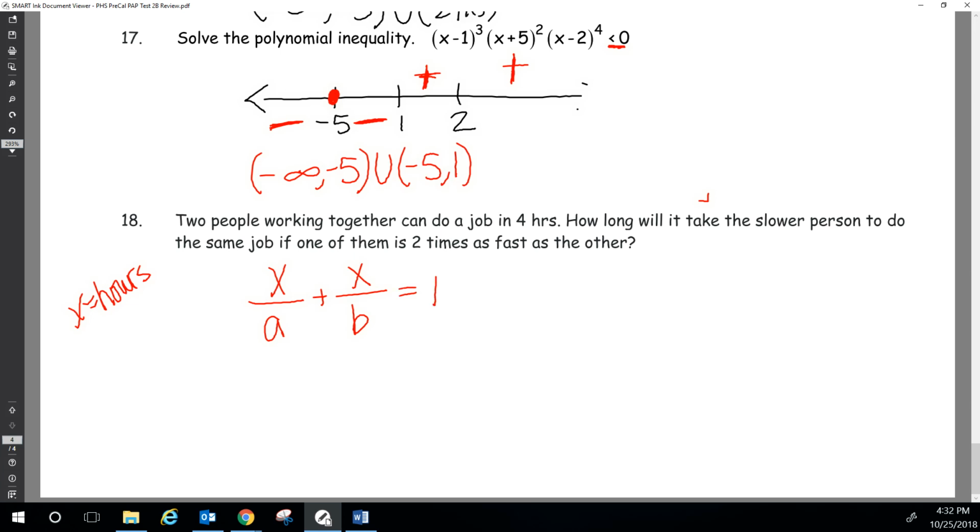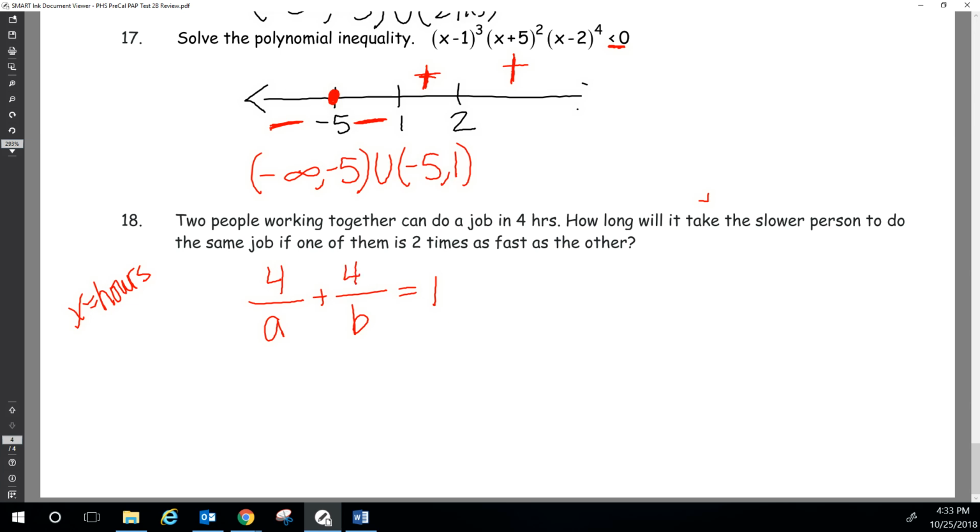So if I take the number of hours we work, divided by the rates at which they work, it should equal 1. Most of the time, like I said, we'll give you the rate of this guy and the rate of this guy, and you figure out how many hours it takes to do that job. But this time they don't give that. They give us the total number of hours. So instead of having x over a, I'm going to have 4 hours over a and 4 hours over b.